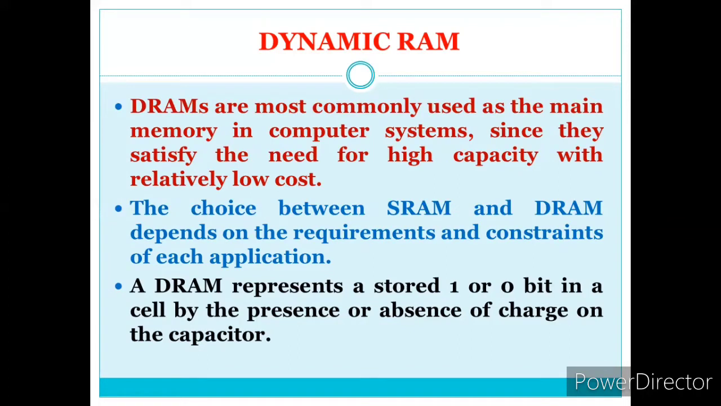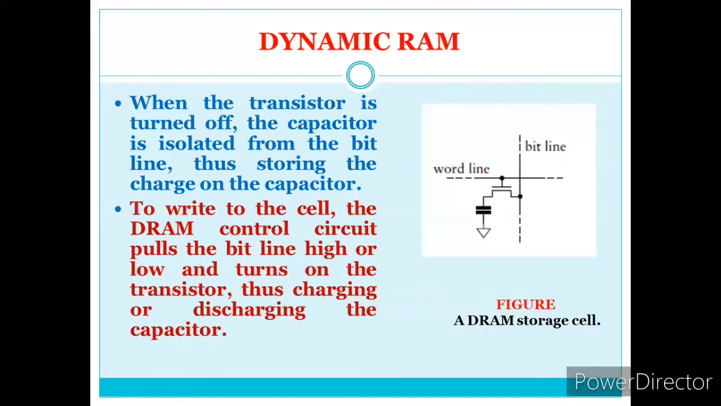A DRAM represents a stored 1 or 0 bit in a cell by the presence or absence of charge on the capacitor. So how the DRAM maintains the value of 1 and 0 is because of the presence of a charge on the capacitor. When the transistor is turned off, the capacitor is isolated from the bit line, thus storing the charge on the capacitor. When it is isolated, whatever the charge is there will just be maintained there.